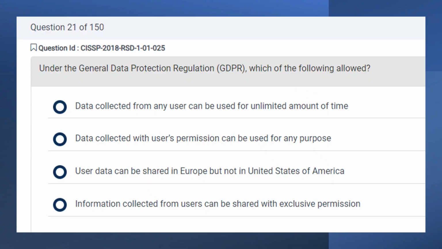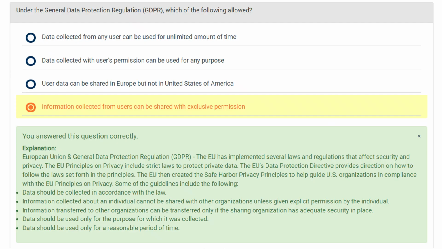Question 21. Under the General Data Protection Regulation, or GDPR, which of the following is allowed? Under the GDPR, information collected from users can be shared with exclusive permission, so that is allowed.